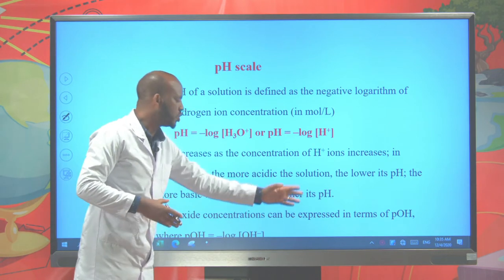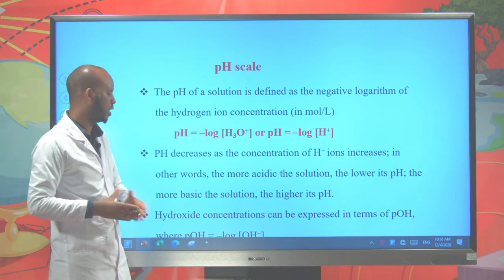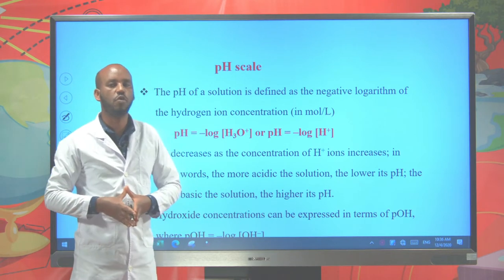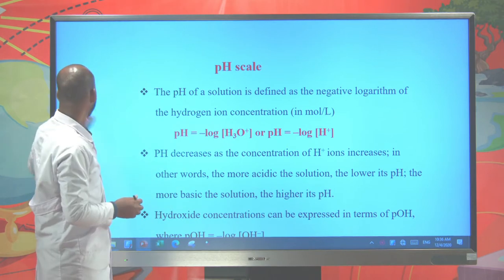Hydroxide concentrations can be expressed in terms of pOH. Therefore, pOH is the negative logarithm of hydroxide ion concentration.